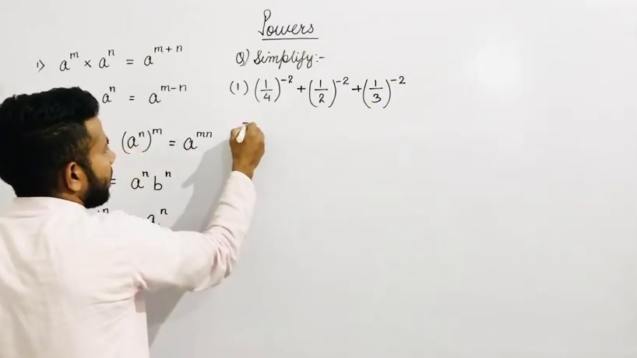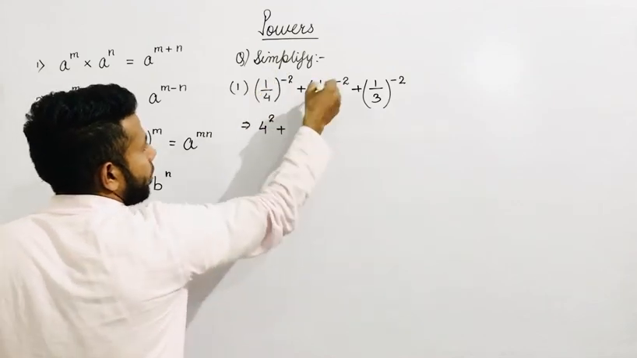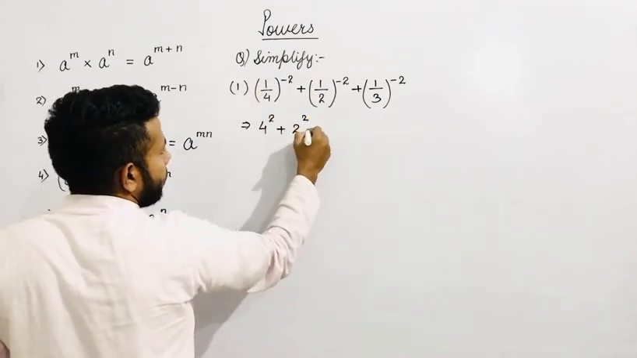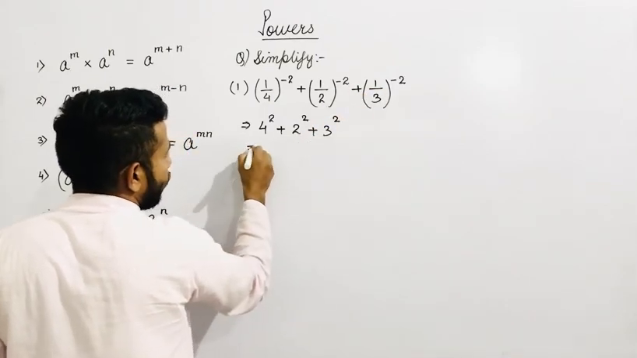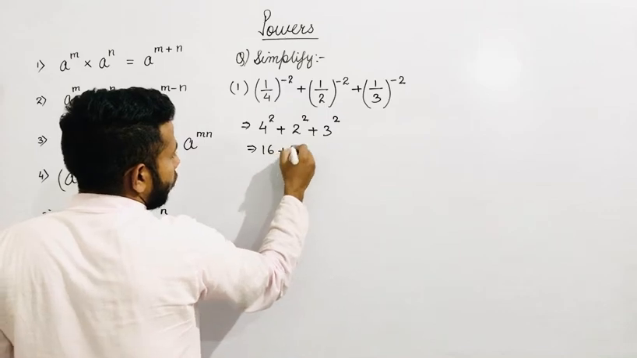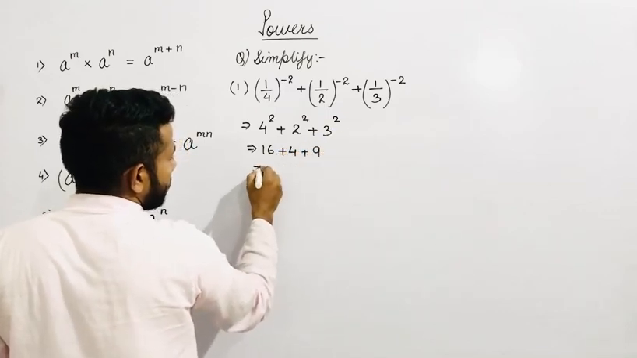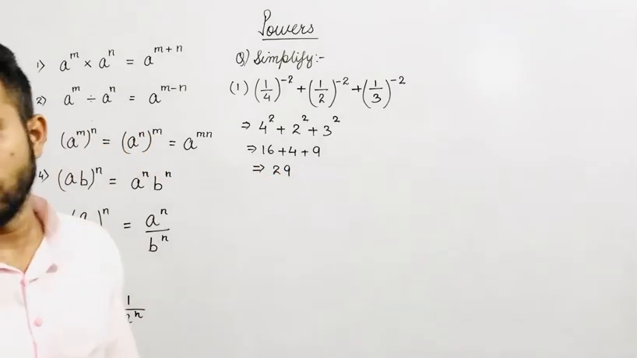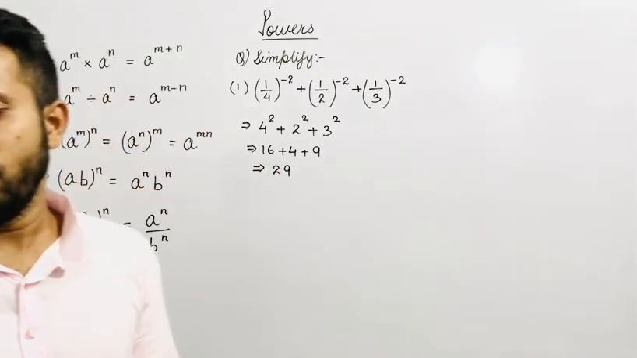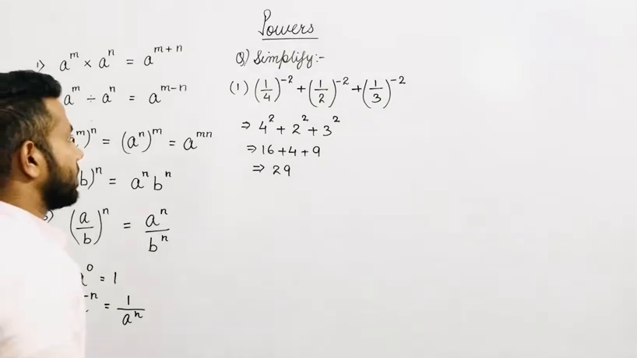Very easy. 1 by 4 to the power minus 2 becomes 4 to the power 2. 1 by 2 to the power minus 2 becomes 2 to the power 2. 1 by 3 to the power minus 2 becomes 3 to the power 2. And what is 4 to the power 2? It is 16. 2 to the power 2 is 4. 3 to the power 2 is 9. So altogether it becomes 29. That is very easy, you can say. Now again the next example.